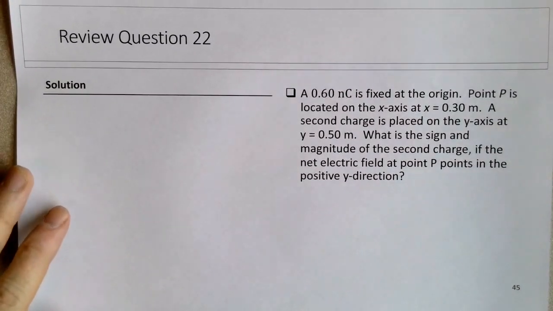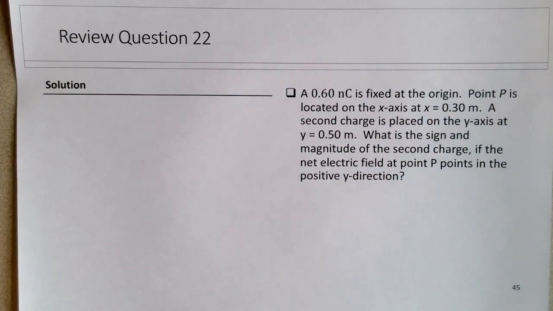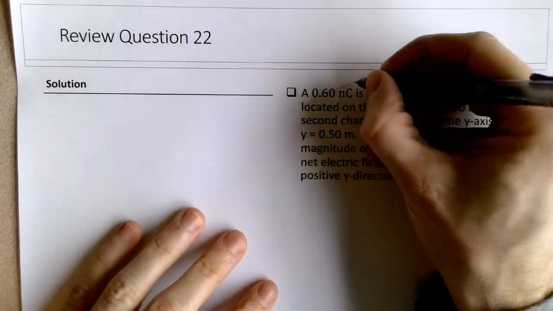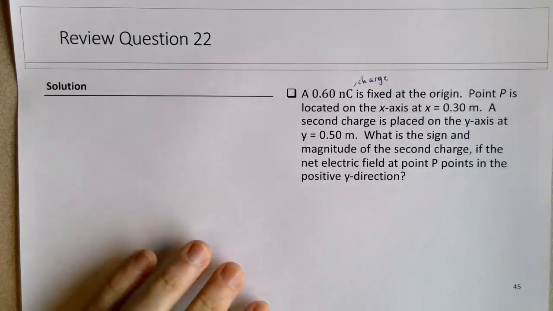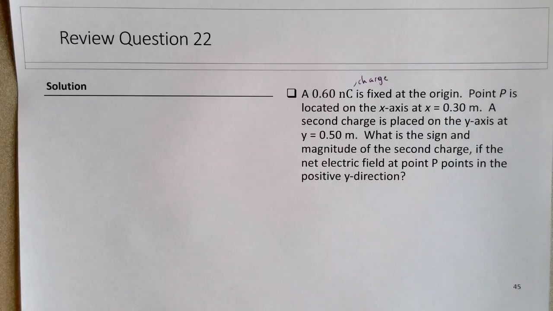Okay, so in review question 22, we've got a 0.6 nanocoulomb charge. Sorry, I should have the word charge in there. It is fixed at the origin. Point P is located on the x-axis at x equals 0.3 meters. The second charge is placed on the y-axis at y equals 0.5. What is the sign and magnitude of the second charge? The net electric field at point P points in the positive y direction.